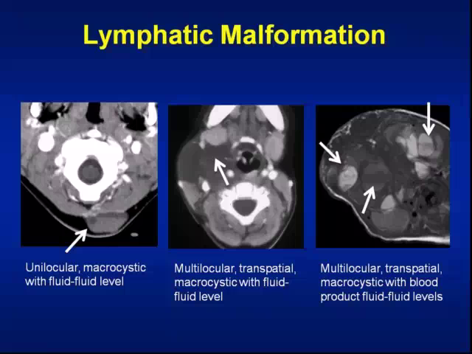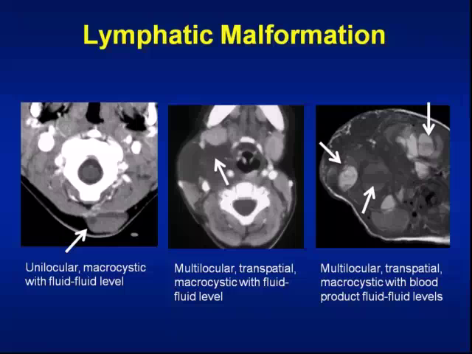Here we have 3 different kids, one with a unilocular macrocystic lesion with a fluid level. This appeared over a period of a day or two. Didn't have it previously. Probably it was underlying present, but not clinically present until he hemorrhaged into it and it got bigger. Another child with a multilocular transspatial lesion, which if you squint, there is a fluid level there.